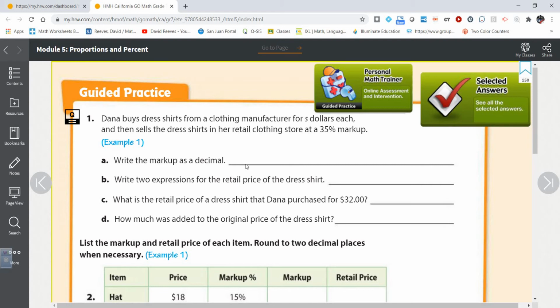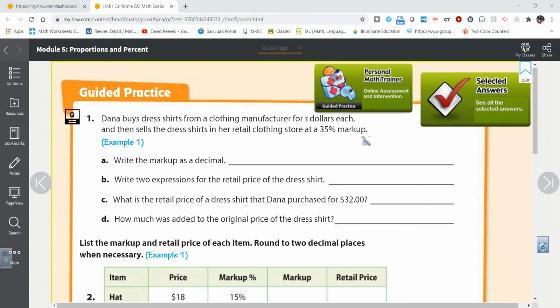Dana buys dress shirts from a clothing manufacturer for $S each. So S is the variable. It is an unknown or changing value. And then she sells the dress shirts in her retail clothing store at a 35% markup. All right, so write the markup as a decimal.